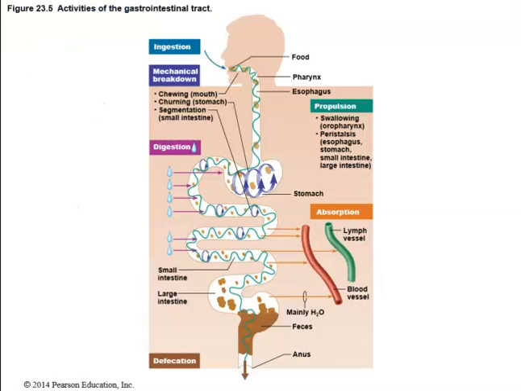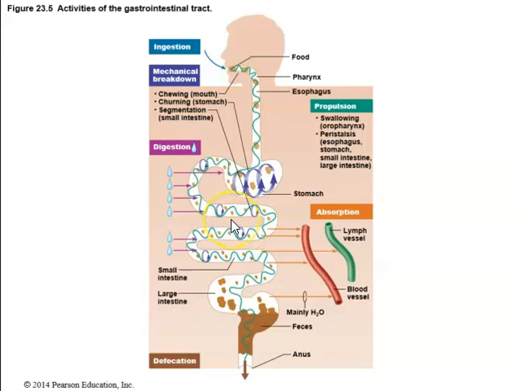The next slide just shows the activities of the gastrointestinal tract. So we see the different processes that occur within the digestive system. We have ingestion of food into our mouth. We then have the different breakdown of our food. We have mechanical as well as chemical breakdown. So we have chewing that occurs in the mouth using our teeth. Churning within the stomach also helps break down food mechanically, and then segmentation within the small intestine also helps break down food.